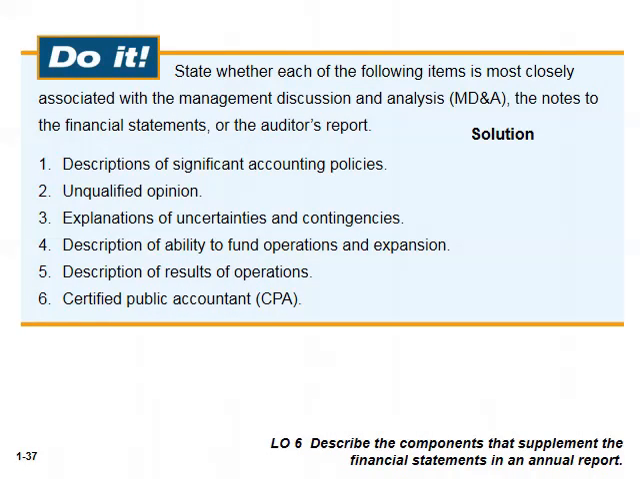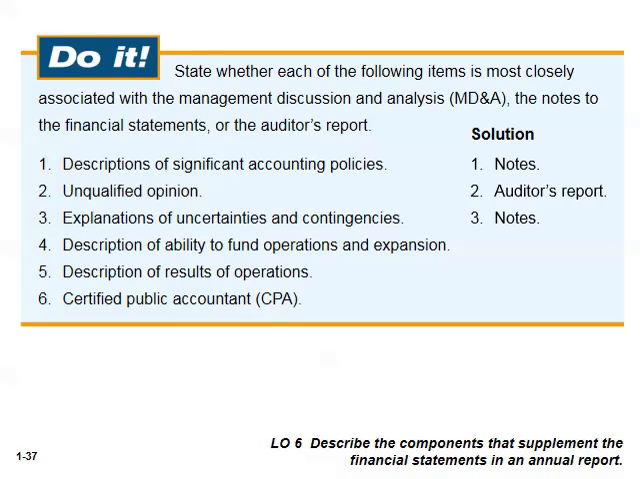All right, state whether each of the following items is most closely associated with management discussion analysis, the notes to the statements, or the auditor's report. Descriptions of significant accounting policies. Well, that falls in the notes to the statements. An unqualified opinion. Remember, we said an opinion is what the auditors will give at the end of the year. Explanations of uncertainties and contingencies. Well, that's going to come out of the notes to the statements.